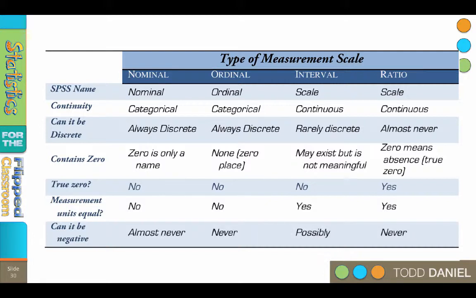Can the scale have negative values? I've never seen negative numbers used on a nominal scale, although theoretically it would be possible. Ask your football coach if you can be -23. Ordinal scales cannot have negative values because they cannot have the 0 place. Interval scales can have negative values, such as 25 degrees below 0, but it's not common. Ratio data has an absolute 0, so it cannot have negative numbers.